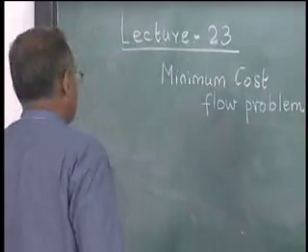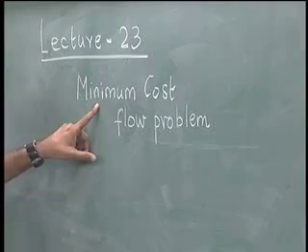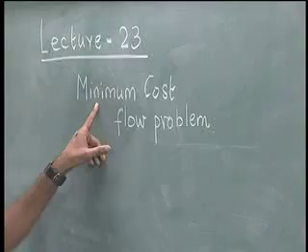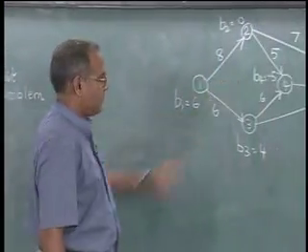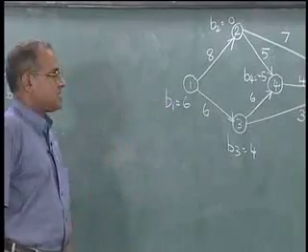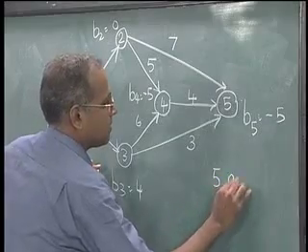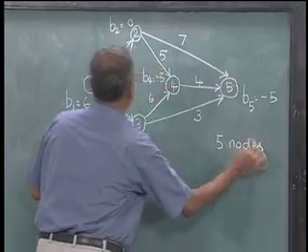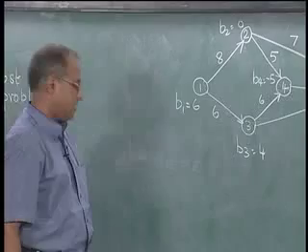In this lecture we discuss the minimum cost flow problem. The minimum cost flow problem is now described using this numerical example. So, we consider this network that has 5 nodes and it has all these arcs as described in this figure.